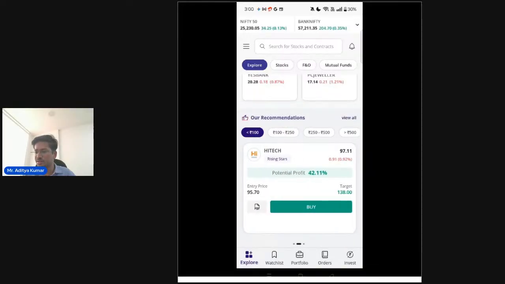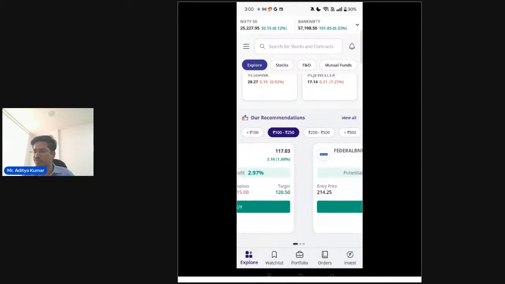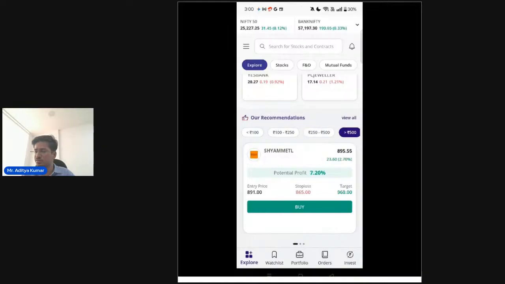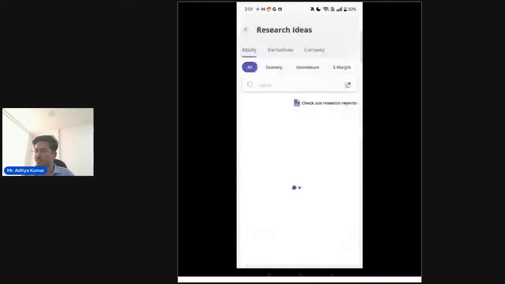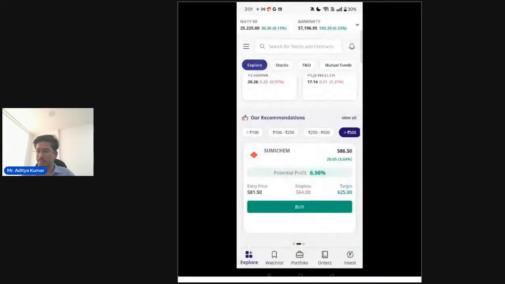These are the stocks that are on the rising stars also. In the below, you can see the name, like the pick of the day. So it is the pick of the day in our SBI Securities for today, for 100 and 250 and so on. You can just browse it all in the view all section in the research ideas.